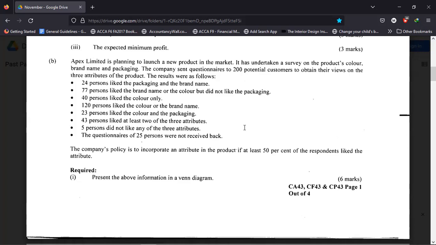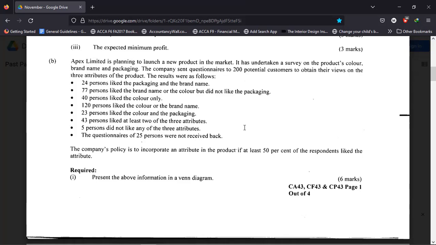24% liked the packaging and the brand name. 77 persons liked the brand name or the color, but did not like the packaging. 40% like the color only. 120% like the color or the brand name. 23% like the color and the packaging. 43% like at least two of the 3 attributes. 5% did not like any of the 3 attributes. The questionnaires of 25 persons were not received back.